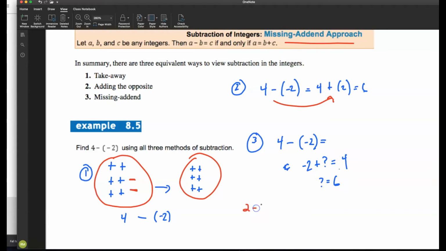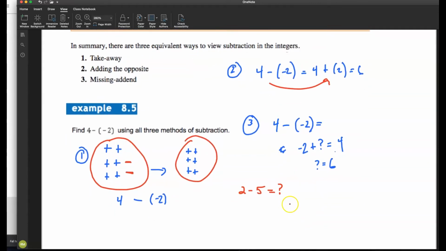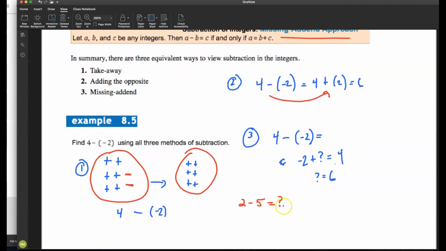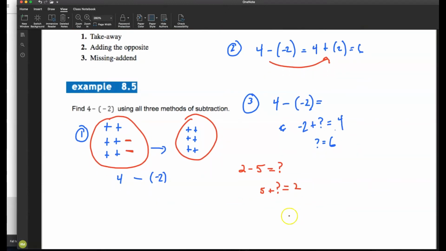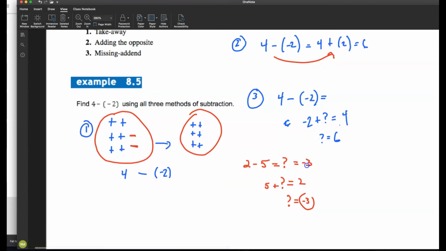The same thing, if I said 2 minus 5 is equal to what? We know that answer is negative 3, but my question really is, looking at our rule from the missing addend approach: 5 plus what equals 2? It takes a little practice, but it's negative 3. And that was our answer here. We already knew this was negative 3, but you can think about it as a missing addend approach problem.